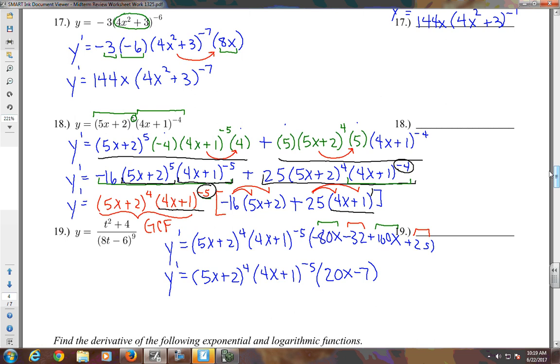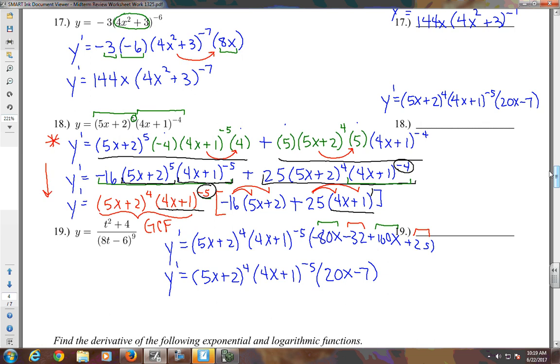So let me officially report my answer over here. We have 5x plus 2 to the 4th power, 4x plus 1 to the negative 5th power, times 20x minus 7. Okay? So remember, that first step we were done with the calculus. Everything else was algebra.